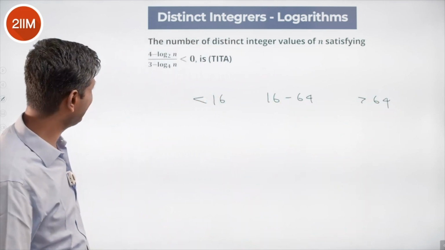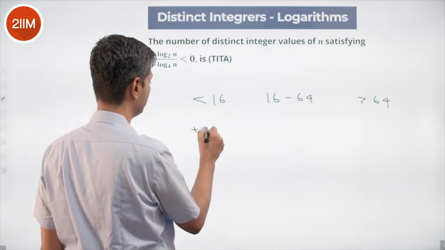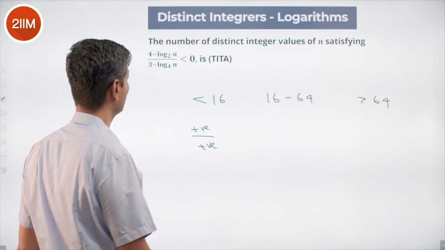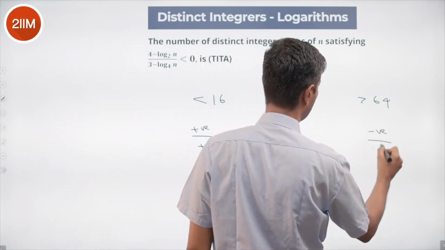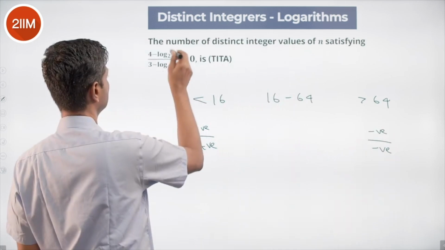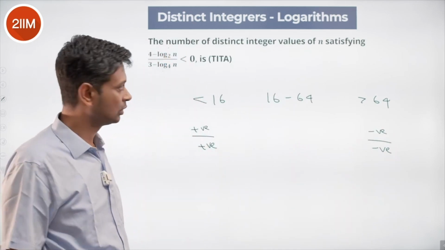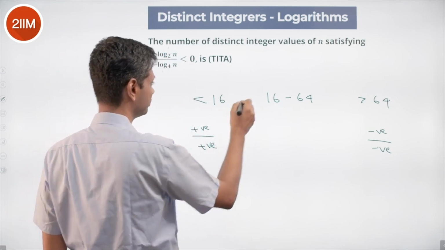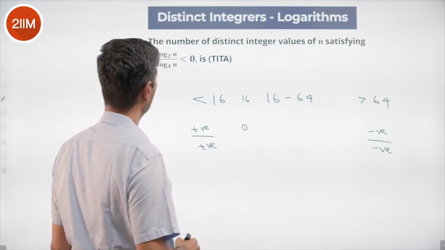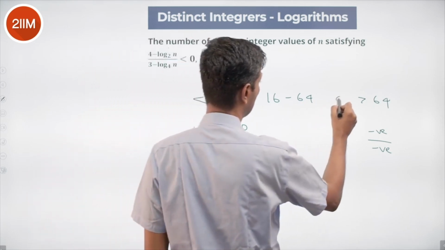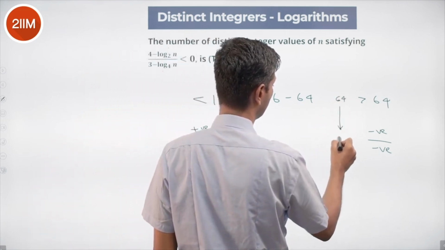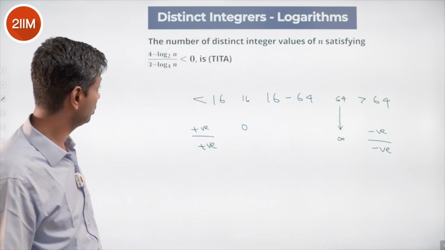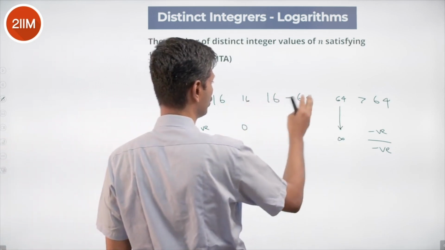Nice. Less than 16, this is positive by positive. Greater than 64 will be negative by negative. This is negative, this is definitely negative. What happens at 16? At 16, this goes to 0. What happens at 64? At 64, this goes to infinity or undefined. So it is less than 0. So I'm worrying about 16 to 64.